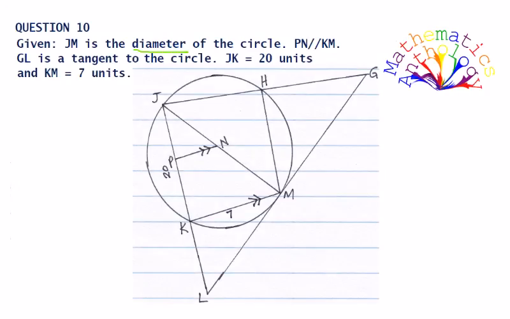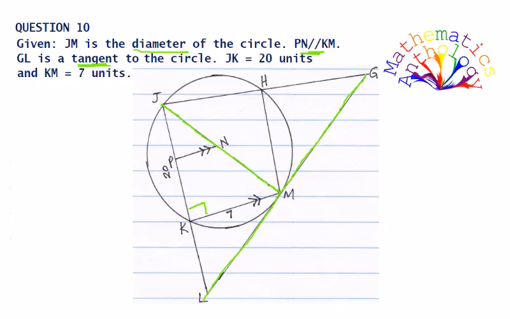Question 10. Given JM is the diameter of the circle, PN is parallel to KM, GL is a tangent to the circle, JK is equal to 20 units, and KM is equal to 7 units. Okay, so when you're reading these questions again, you look for keywords.